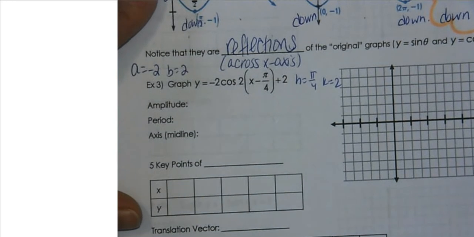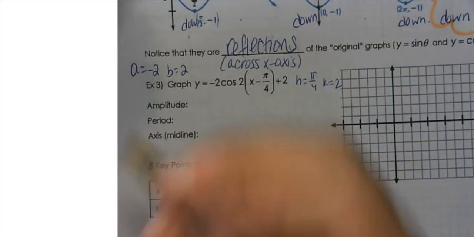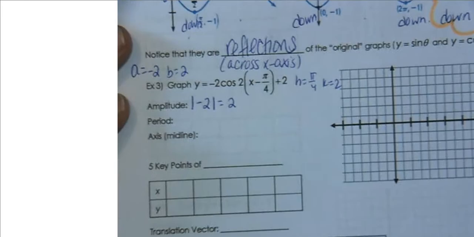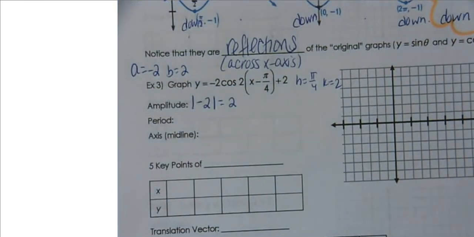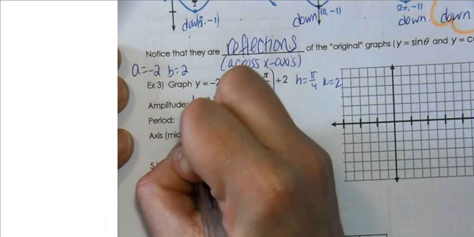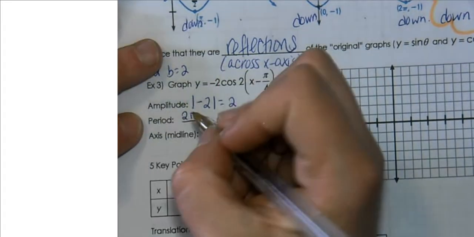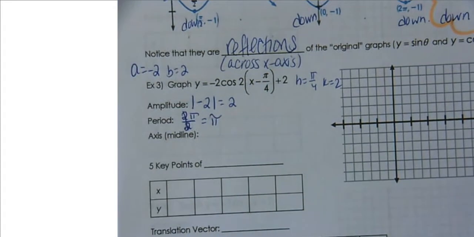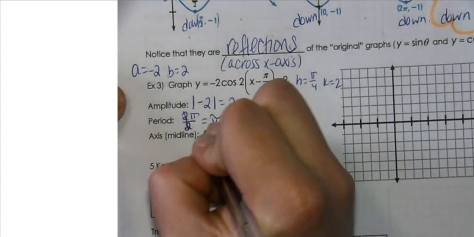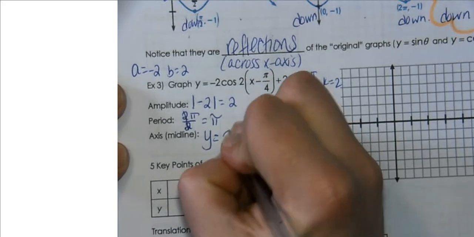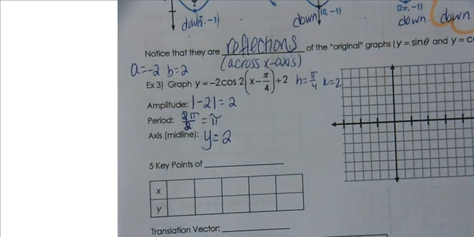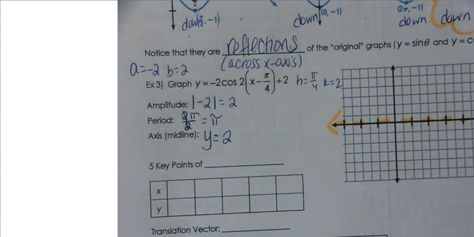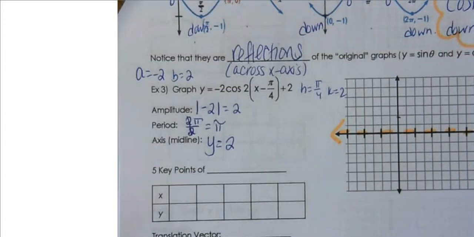My amplitude, remember amplitude is always positive, so I'm going to take the absolute value of -2, and that's going to give me +2. So my amplitude is the number 2. Period is 2 pi divided by our b value. Our b value is 2. The 2's will cancel away, leaving us with pi. My axis is still going to be based on y equals k, so that's y equals 2, and I always graph that right away. Oh, excuse me, we're going up to 2. Sorry, I got too excited. Going up here.